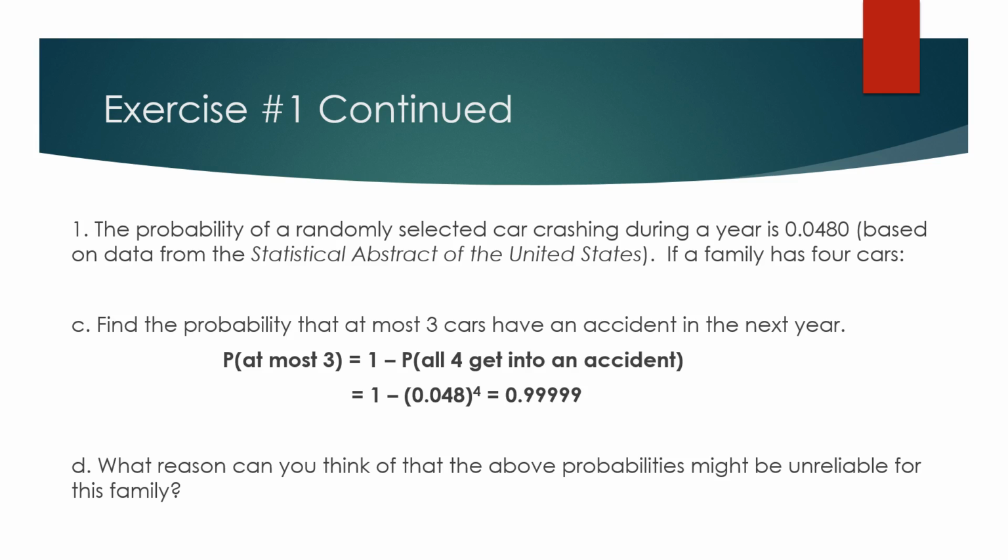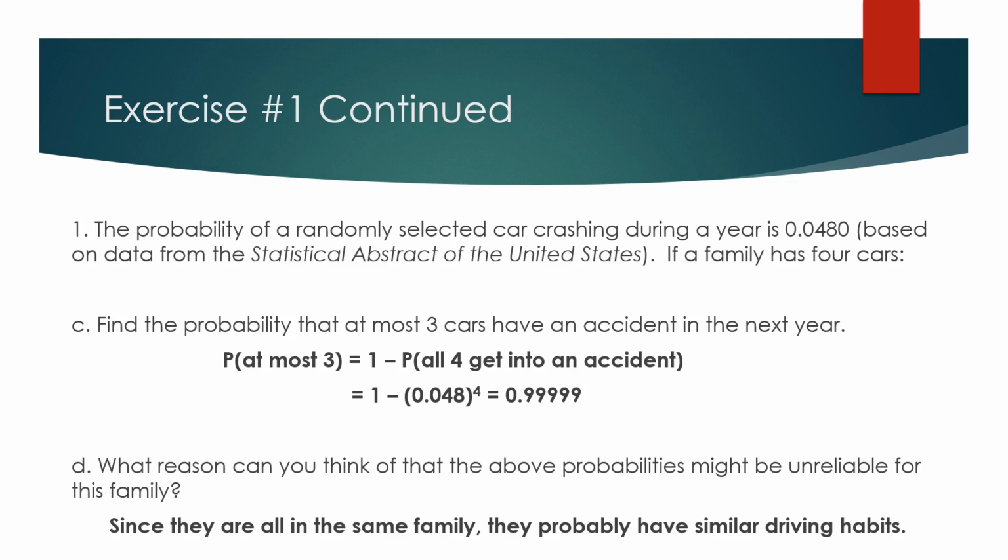So what can you think of about the probabilities we found so far that may be unreliable for this family? This is when you want to think about the practical aspects of this. What I would like to think is these people are all in the same family. So what might they have in common?